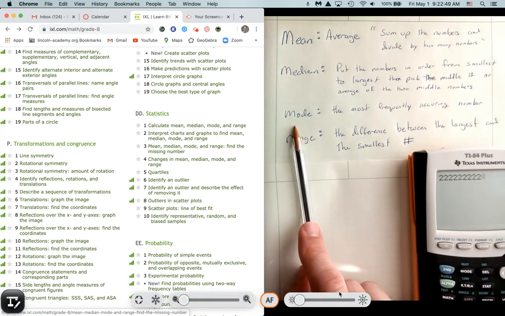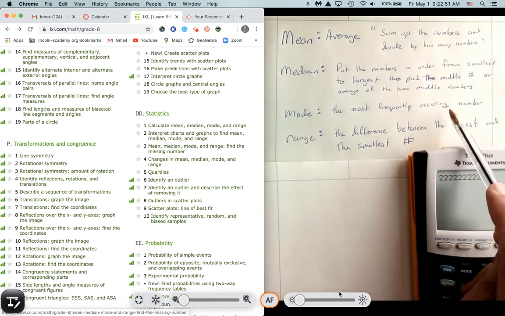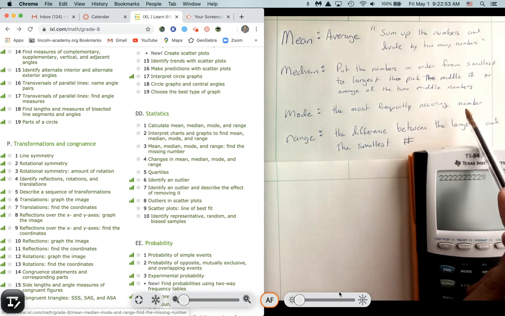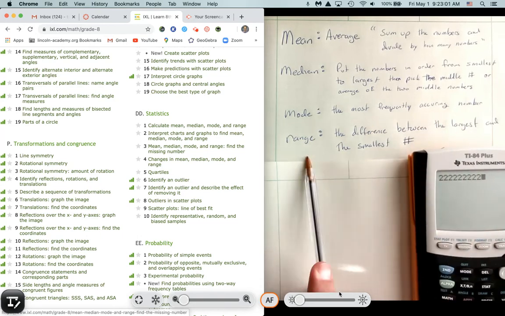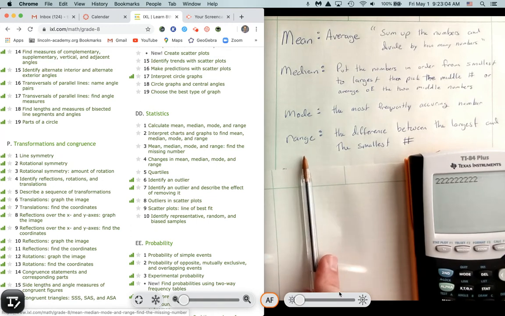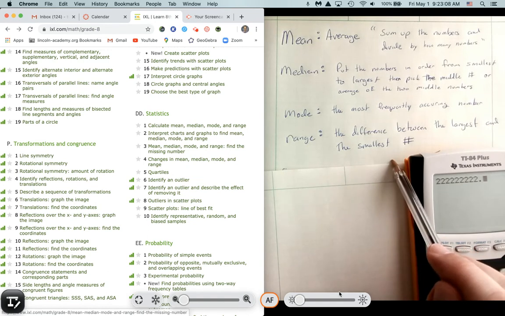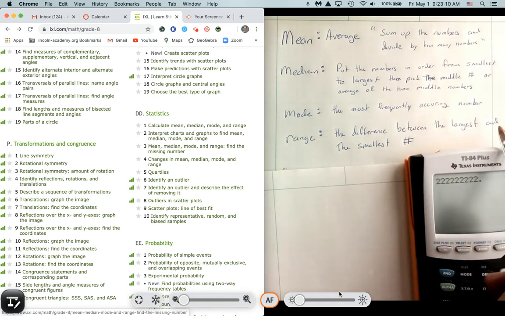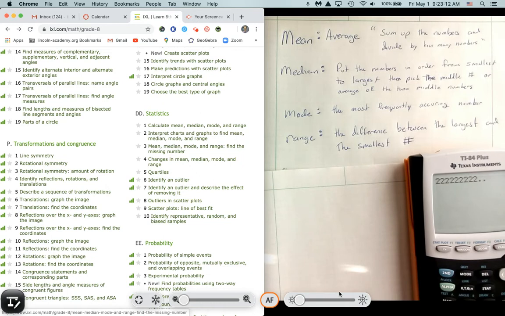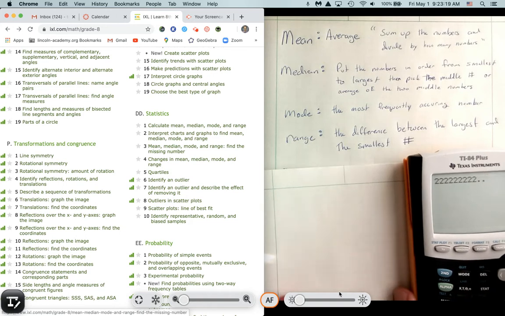The mode is just the most frequently occurring number. So you don't need to necessarily put them in order. You just need to count the frequency of the numbers. You know, if 7 appears 7 times and no other number appears more than that, then 7 would be the mode. The range is always the difference between the largest number and the smallest. So again, you just find the largest number, you find the smallest number, and you subtract that smallest from the largest. So the range actually ends up always being a positive number. If you ever get a negative range, you've done something wrong.